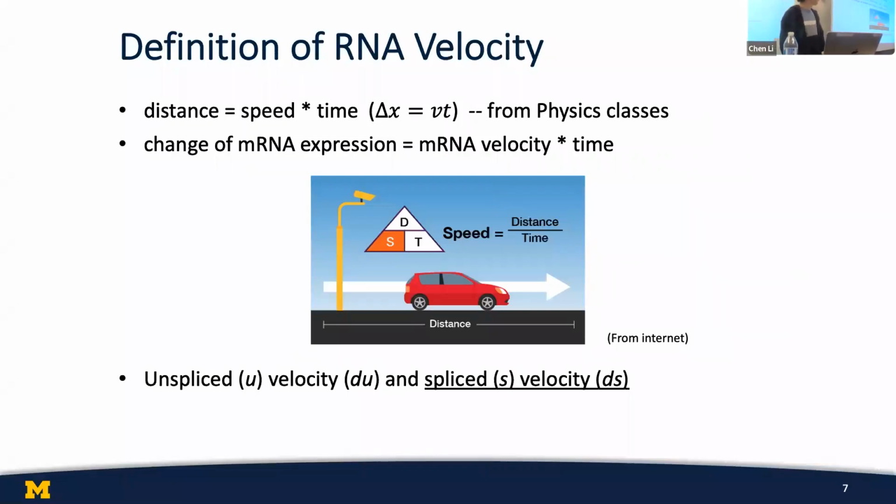And the definition of velocity here is that the distance equals the speed times the time. X equals vt, as we learned from physics classes earlier. In a more formal definition, in calculus, we can also say dx over dt equals v. And similarly, in the definition of RNA velocity, we say that the change of mRNA expression equals the mRNA velocity multiplied by the time. Because we have two modalities this time, we have both the unspliced velocity and the spliced velocity, U and S.